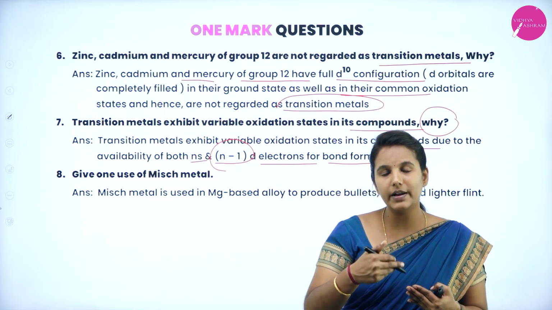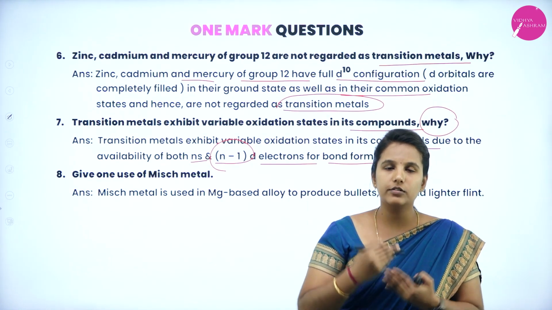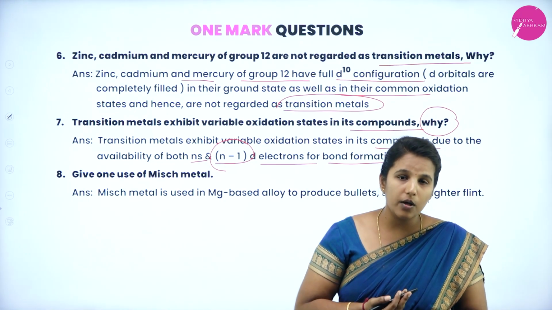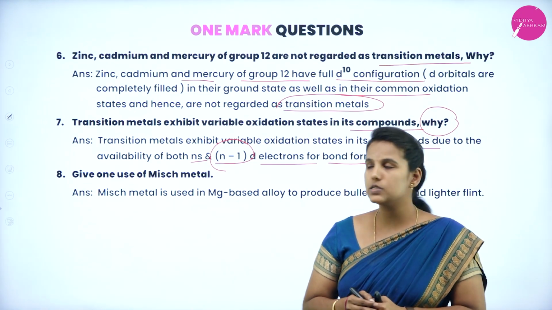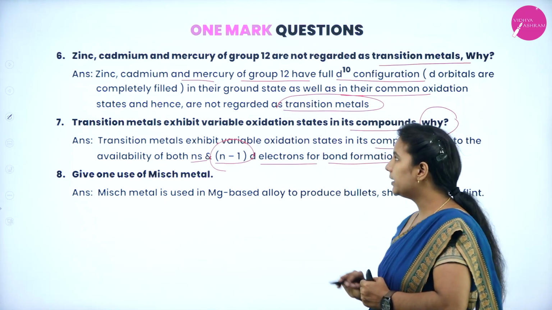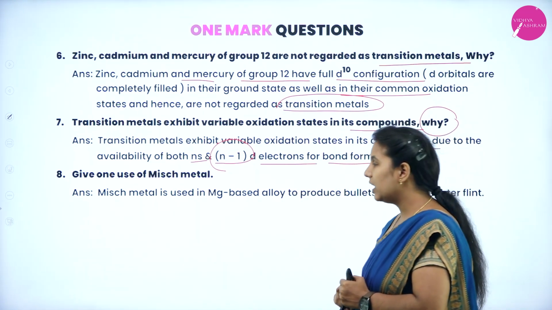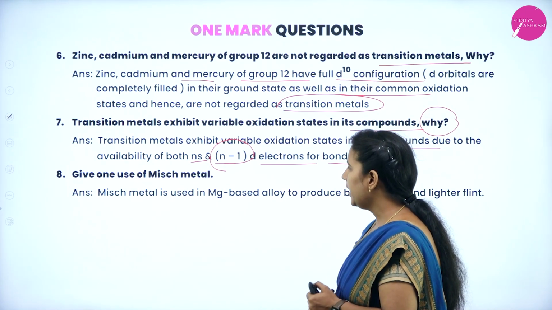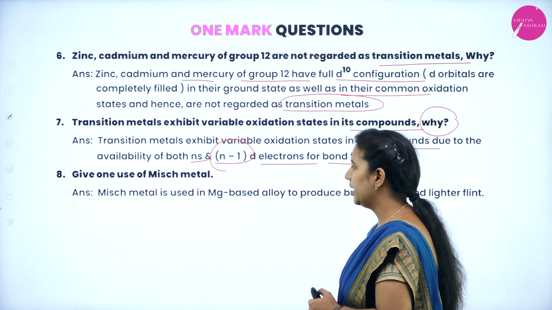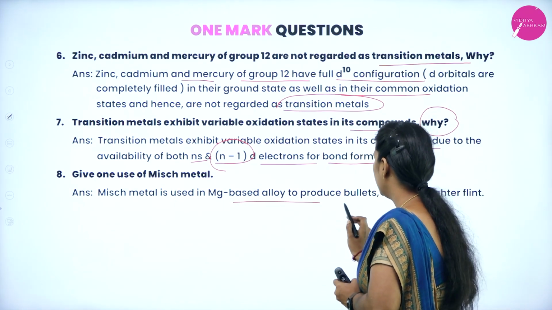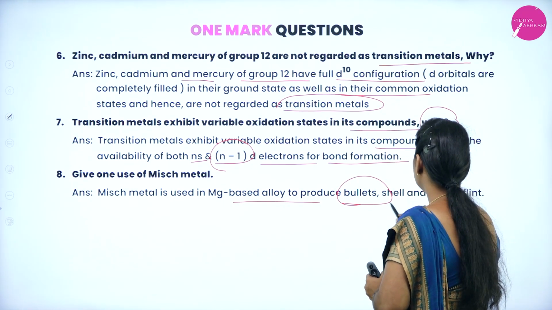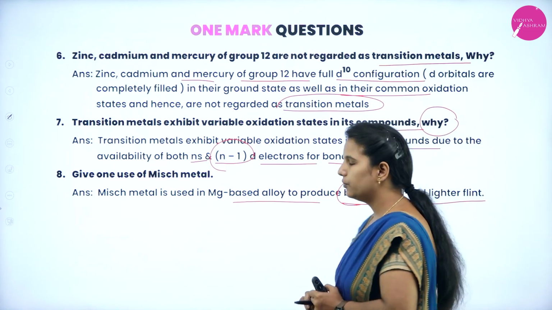Hence, due to the availability of the inner shell, the electron is added to the d orbital. That is why, in its compound form, they are known as transition metals, and they exhibit variable oxidation states. Give one use of mischmetal. Mischmetal is used in magnesium-based alloys to produce bullet shells and lighter flints.